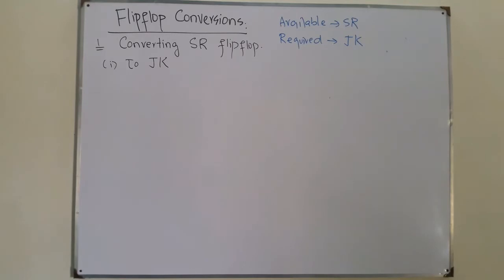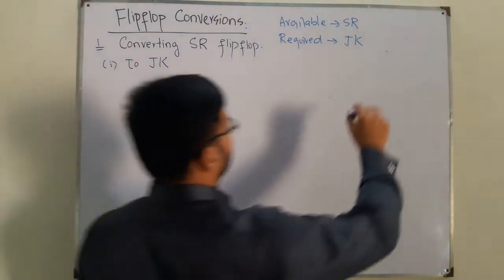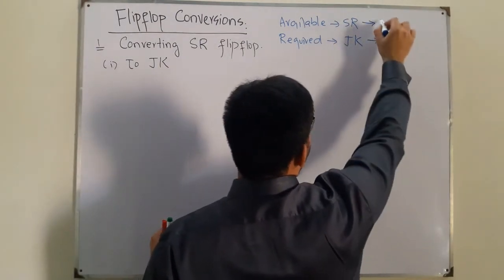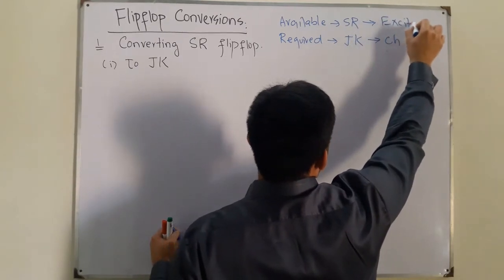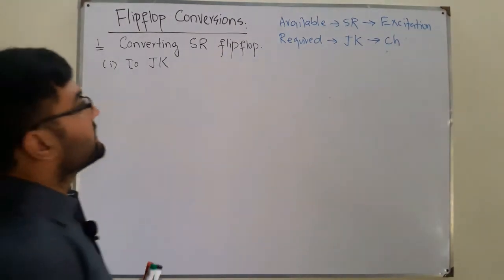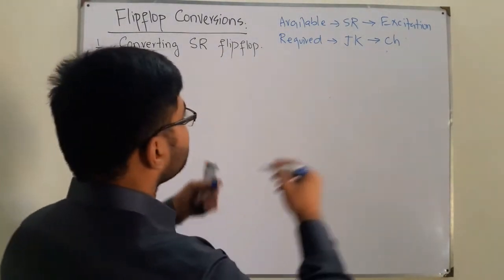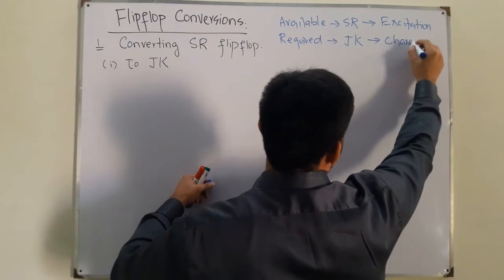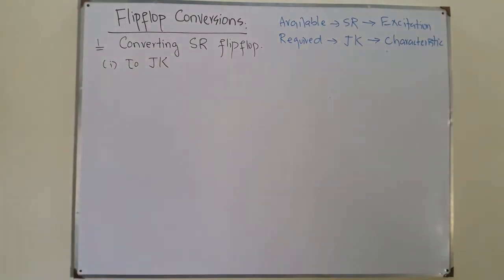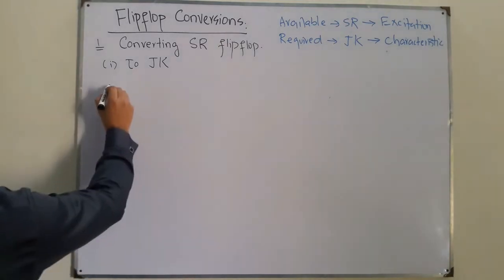The second step is to make the characteristic table of the required flip-flop. For this, you have to make the characteristic table, and for the available flip-flop, you have to make the excitation table. Now I hope you know these. Available is SR, so you make the excitation table for SR.